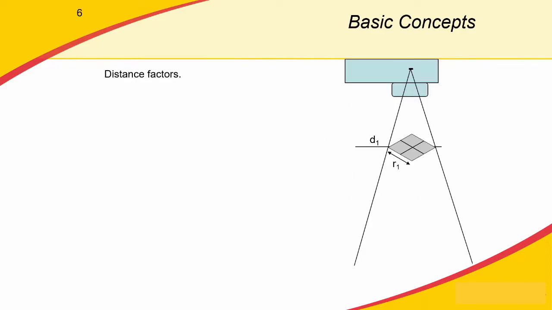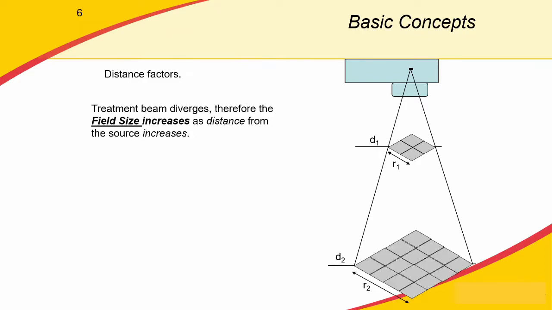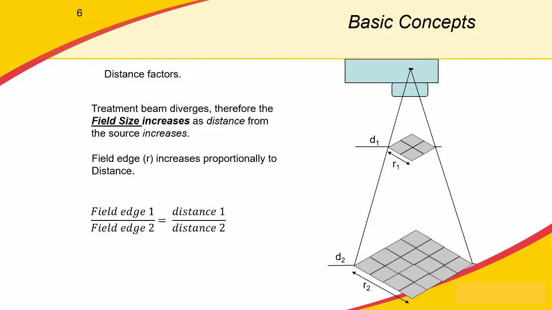Let's look at how the field changes as we move further away from the beam source within the LINAC. Our treatment field diverges. That means the field size increases as our distance from the LINAC increases. The field edge is proportional to our distance from the LINAC. So that means the ratio of the field edge at point 1 to the field edge at point 2 is equal to the distance at 1 to the distance at 2.